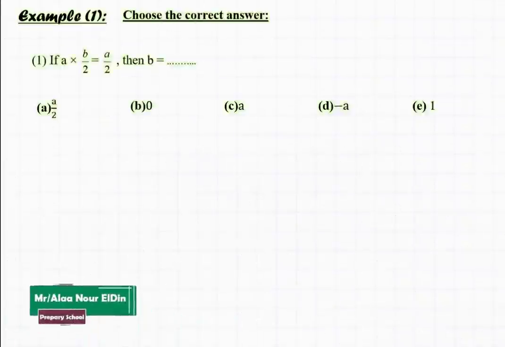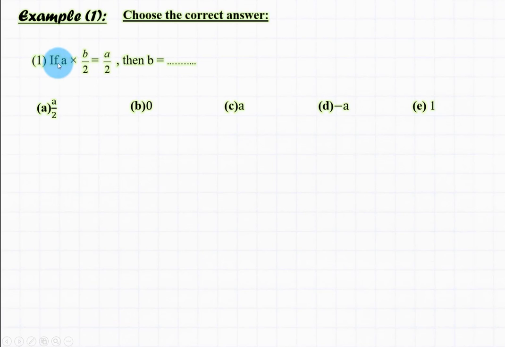Example number 1. Choose the correct answer. If A times B over 2 equals A over 2, then the value of B equals A over 2, or 0, or A, or negative A, or 1. Any number, we know that any number, its denominator equals 1.